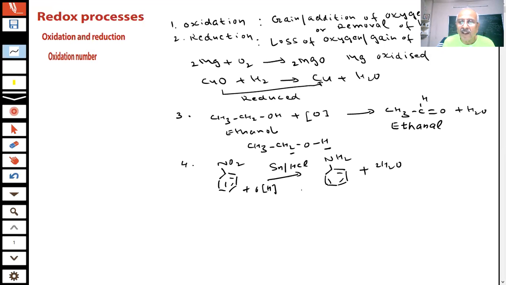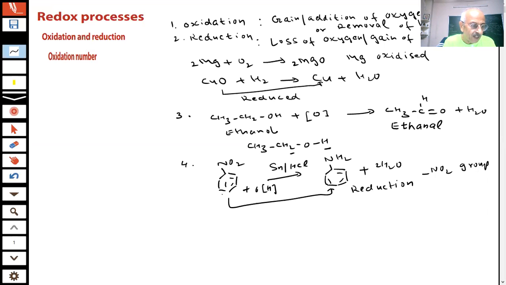So what has happened here, student? This compound has been reduced. There is a reduction of the NO2 group. Yes or no? Yes, sir. Okay, that means we are familiar with oxidation and reduction.